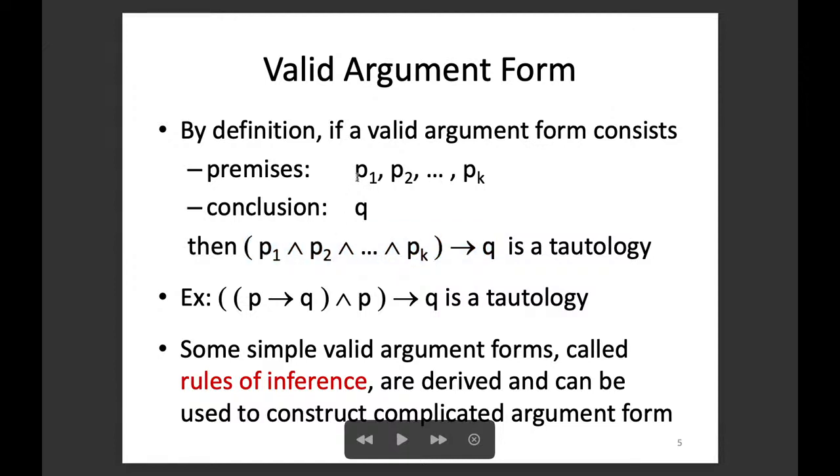So whenever the conjunction, the end of all the premises implies the conclusion, this whole thing is a tautology, then it will be a valid argument form. As mentioned, we will talk about a lot of valid argument forms today, and because they are very commonly used, we will call them rules, and they are called rules of inference.